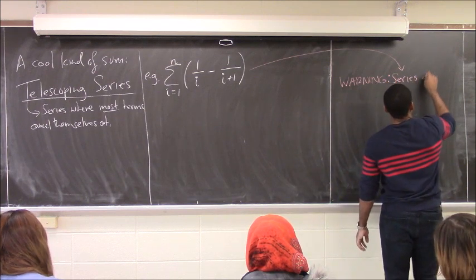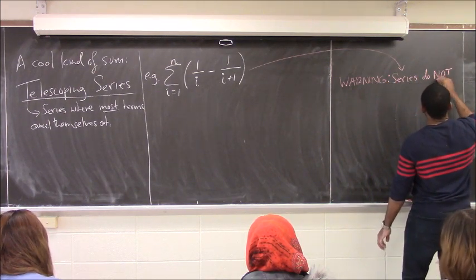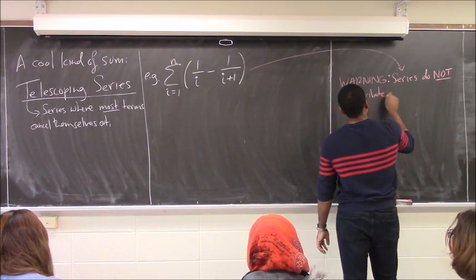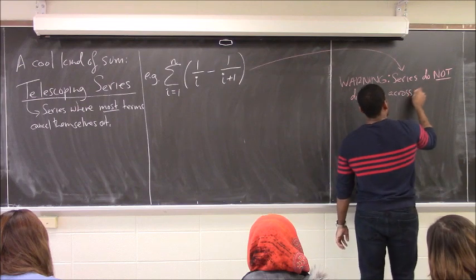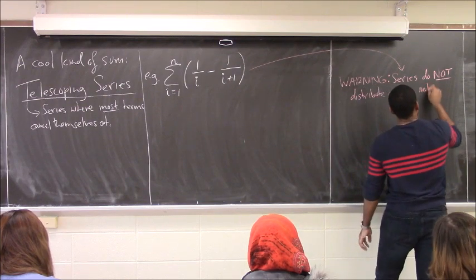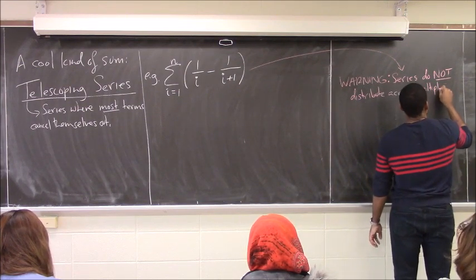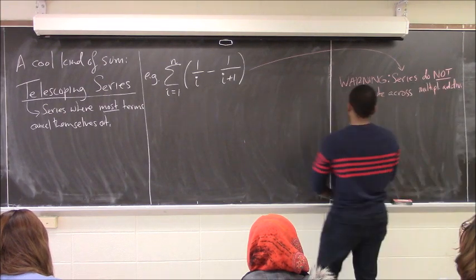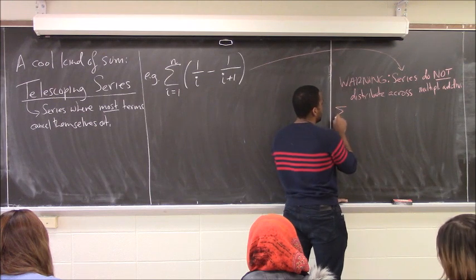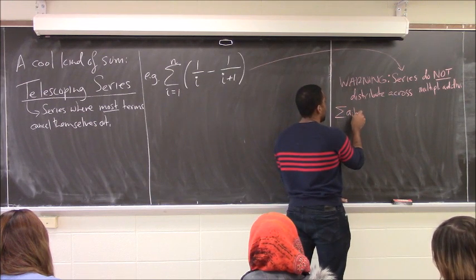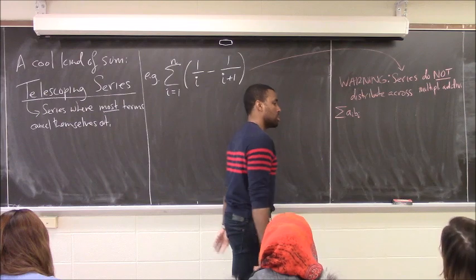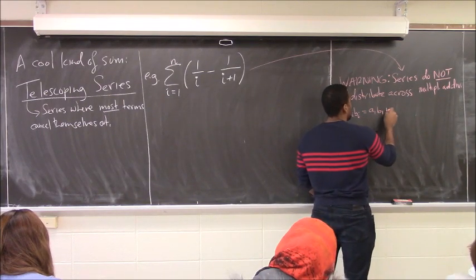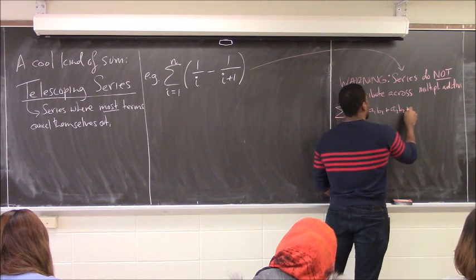Series do not distribute across multiplication and hence division. Why? Well, if you're finding the series of something like this, a_i times b_i, that means you're finding a sum of terms that look like that.